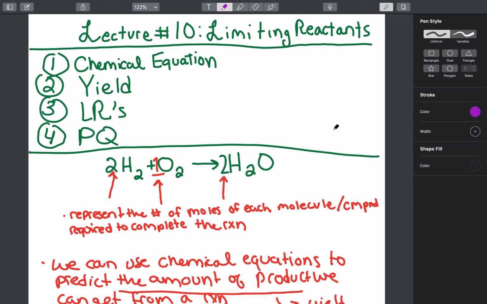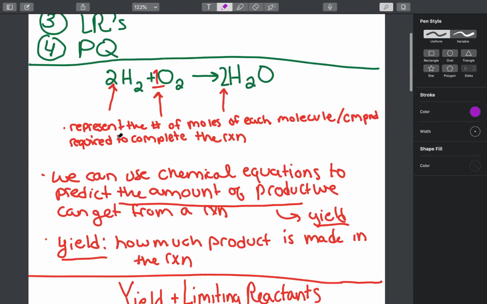So today we're going to be discussing a very important lecture, and this lecture is going to be focusing on limiting reactants. So in this video we're going to be talking about 4 different topics, the first of which is chemical equations, the second of which is yield, the third is limiting reactants, and then lastly a practice question. So with that, let's begin.